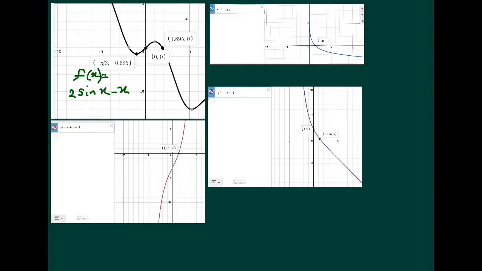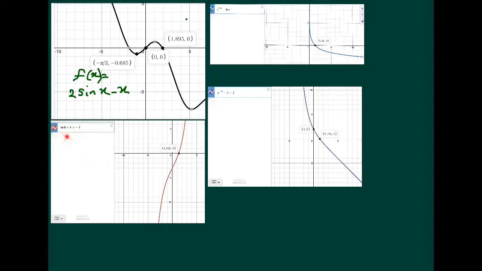And these are some examples, and you can see this function. This is 2 sine x minus x. So y, or f of x, equals 2 sine x minus x. And you can see this equation has one root going through the origin, and the other root is here at 1.895, and there is another root here, minus 1.895. So this equation has 3 roots.